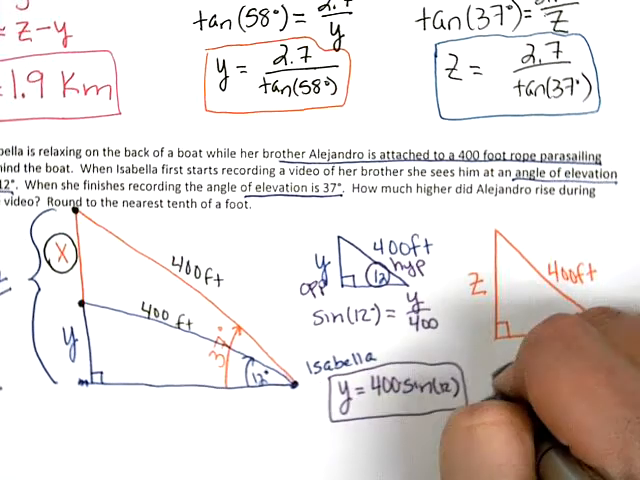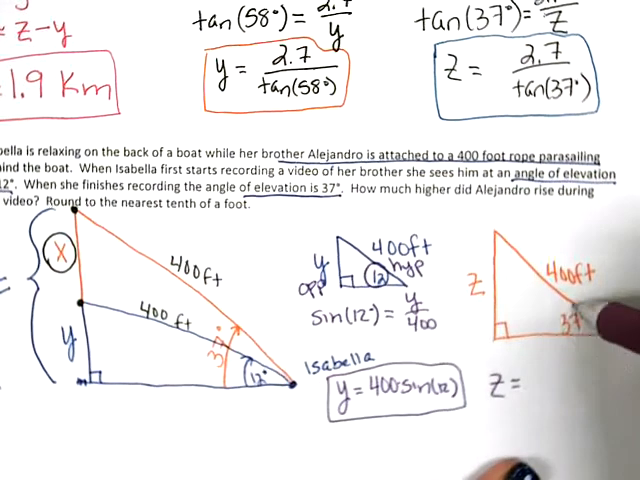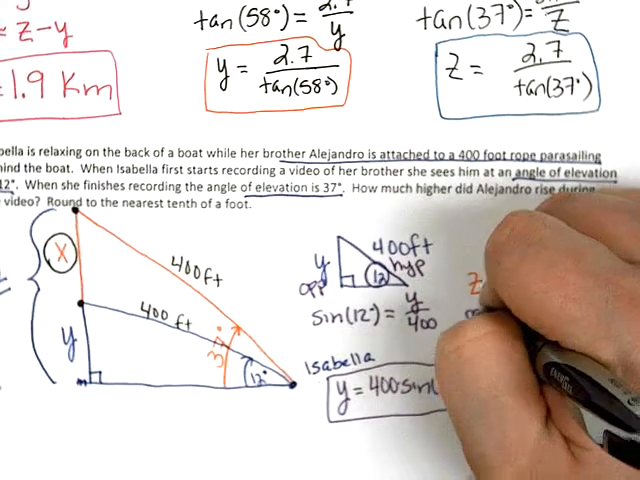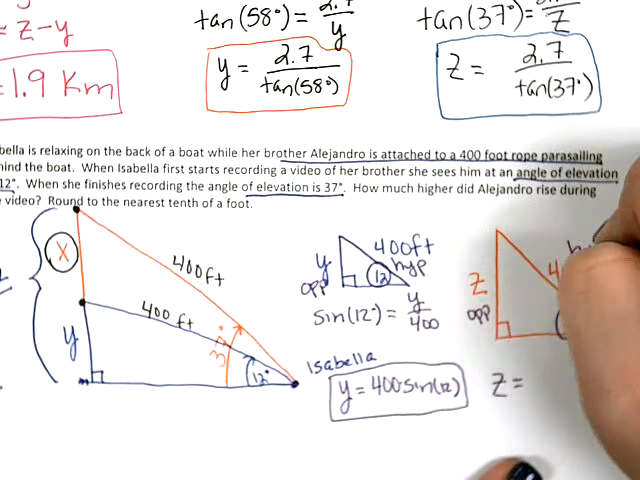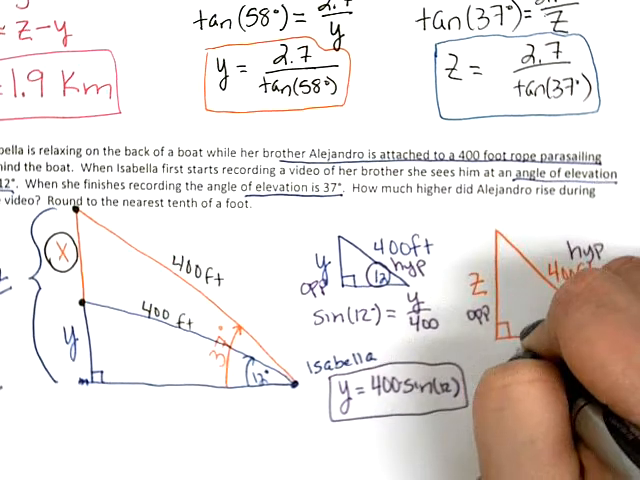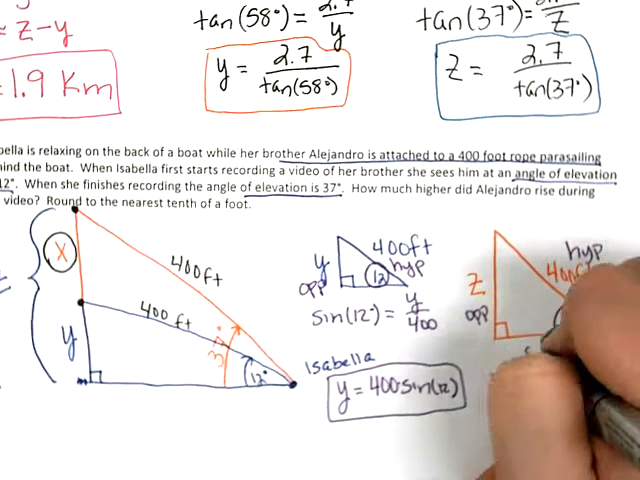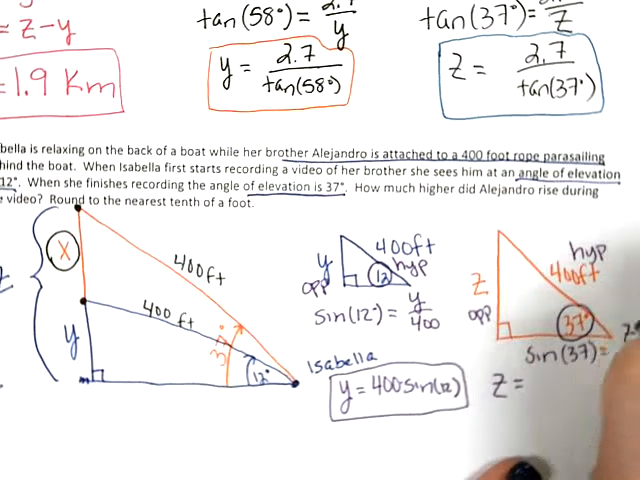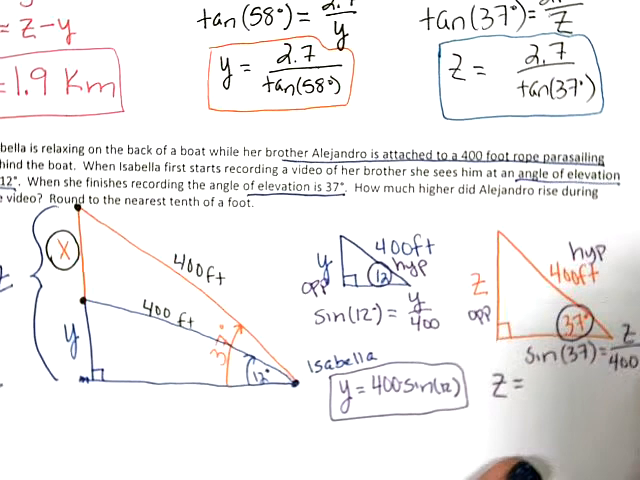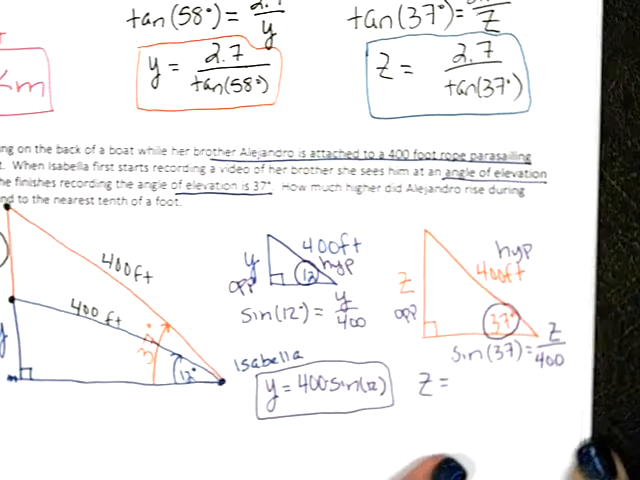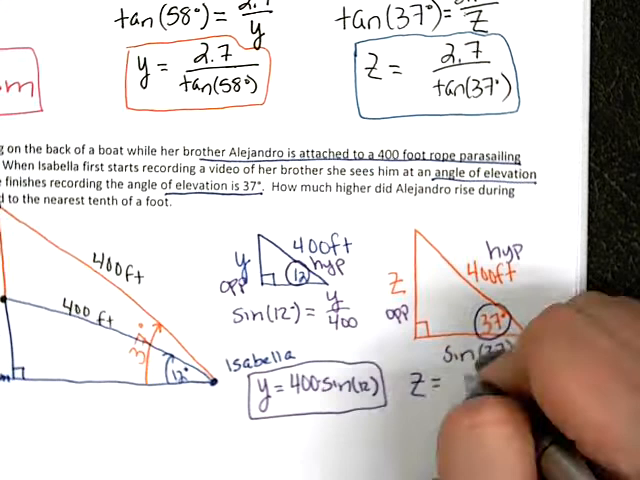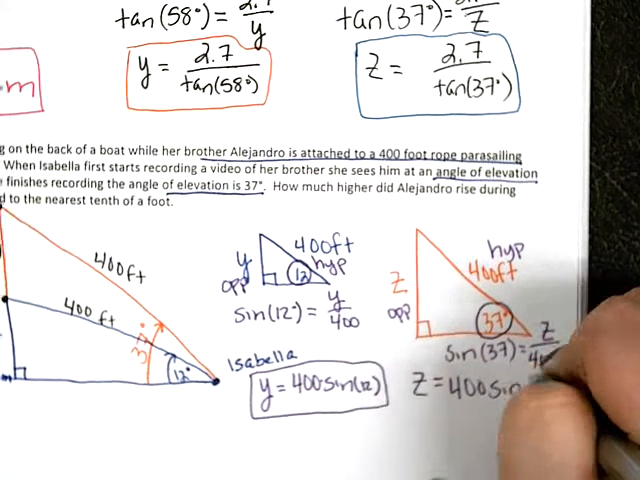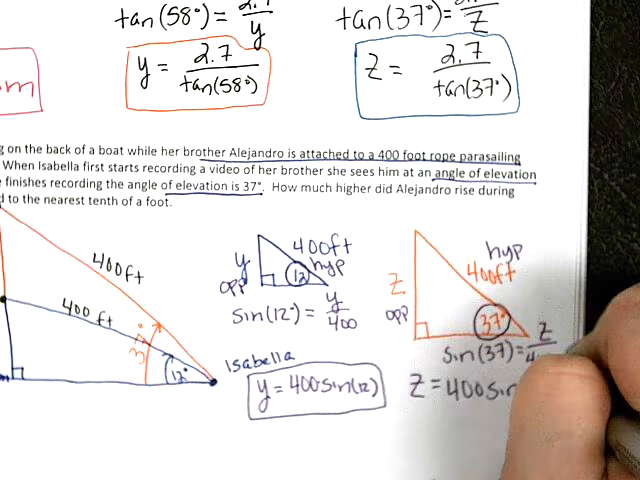Then his final height, let's see if we can figure that out. So again, here's my 37, z is my opposite, 400 is my hypotenuse. That's another sine function. So the sine of 37 equals the opposite, which is z, over the hypotenuse, which is 400. Let's move that over so you can see, sorry. So if I move that 400 over, z is 400 sine of 37 degrees.